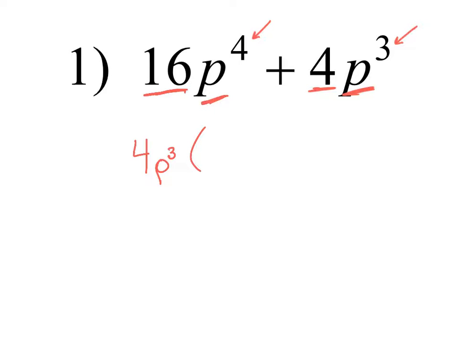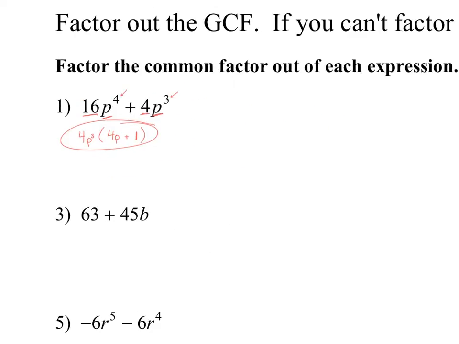So then if I divide 16 by 4, I get 4. P to the 4th divided by p cubed, we get p. Plus 4p cubed divided by 4p cubed, well, that's got to be a 1, right? You can't just let it go away. But that's it right there. That's all we're doing with that one.